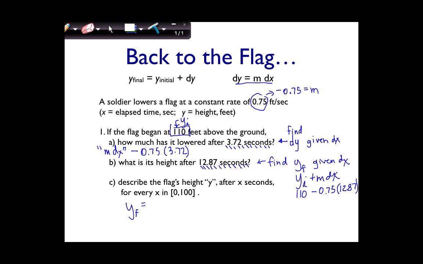So I could write Y final as Y initial plus MDX. So our Y final, we're going to call this Y. Flag's height Y after X seconds for every X between 0 and 100. So what was the flag's height initially? Y initial? 110. That applies to the whole problem, 1, A, B, and C. And then M, constant rate of descent the whole time, negative 0.75.